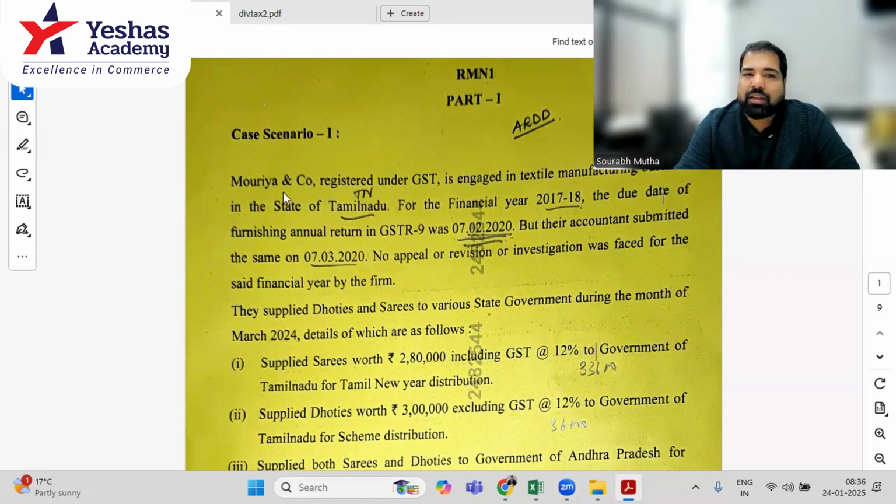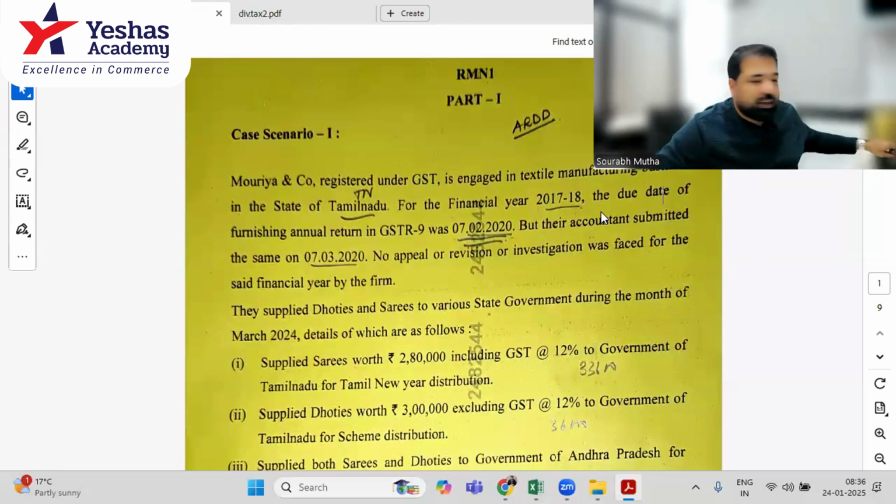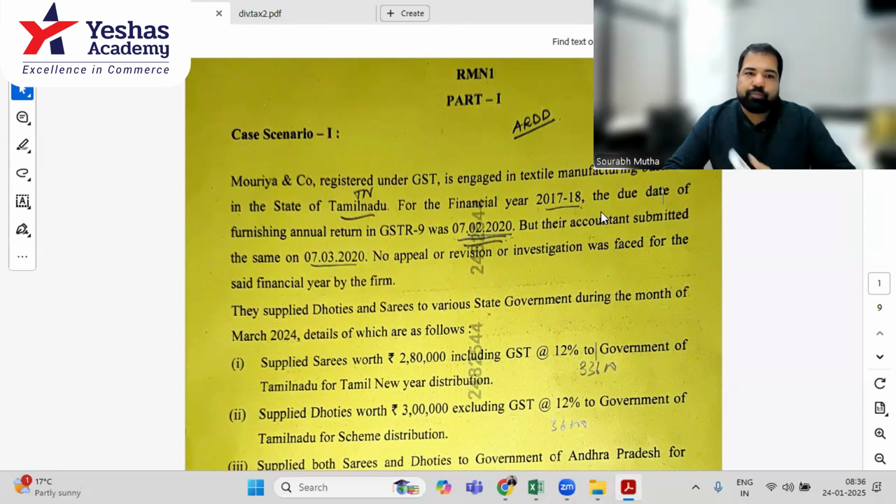Let's see. There's a company called Moria, which is registered under GST, engaged in textile manufacturing business in the state of Tamil Nadu. For the financial year 17-18, that is long back when GST was first introduced, the due date for furnishing annual return was 7th Feb 2020, but the accountant submitted it late on 7th March 2020. No appeal or revision or investigation was faced for the said financial year by the firm. So this is something about that year. We'll talk about it. They supplied dhotis and saris to various state governments during the month of March 2024.